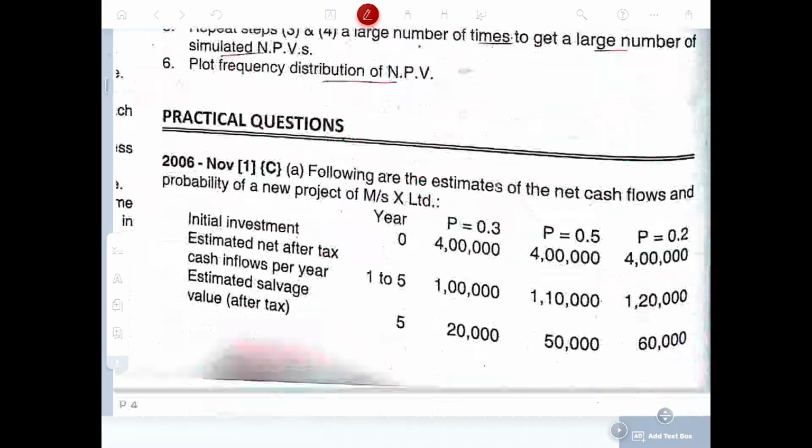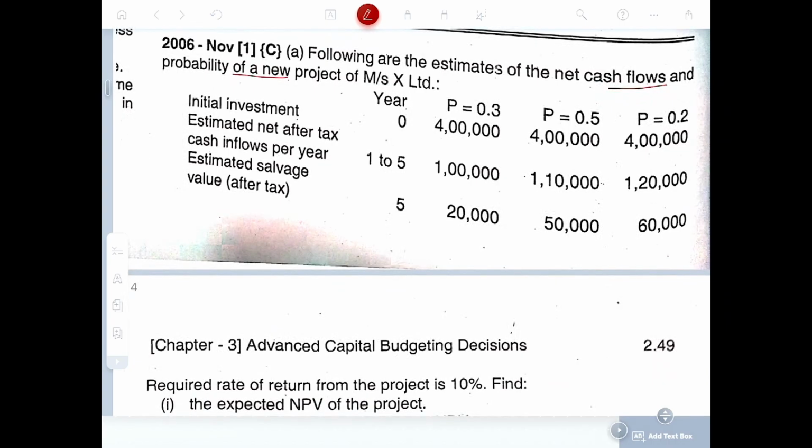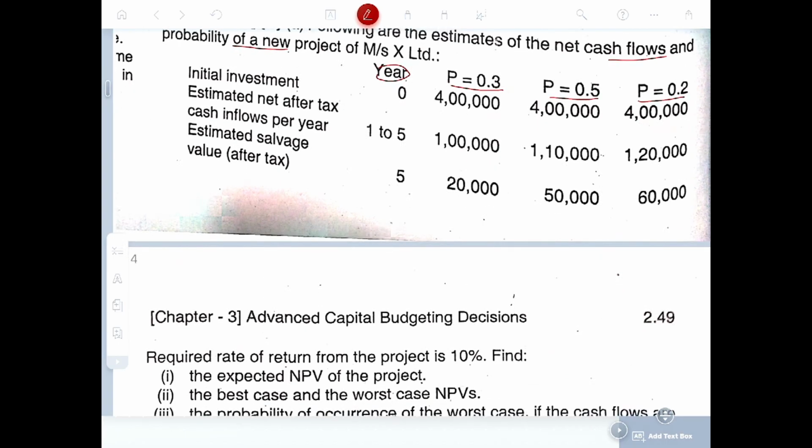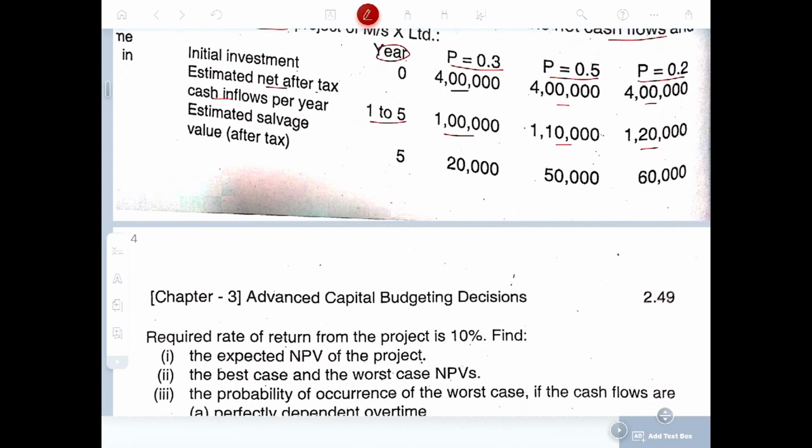That's it. The following are the estimates of the net cash flow of a new project. In particulars, probability 30%, probability 50%, probability 20%. Initial investment 4 lakh, 4 lakh, 4 lakh. Estimated net after-tax cash inflow for years 1 to 5 is 1 lakh, 1 lakh 10,000, and 1 lakh 20,000. Estimated salvage value after tax after the 5th year is 20,000, 50,000, 60,000.